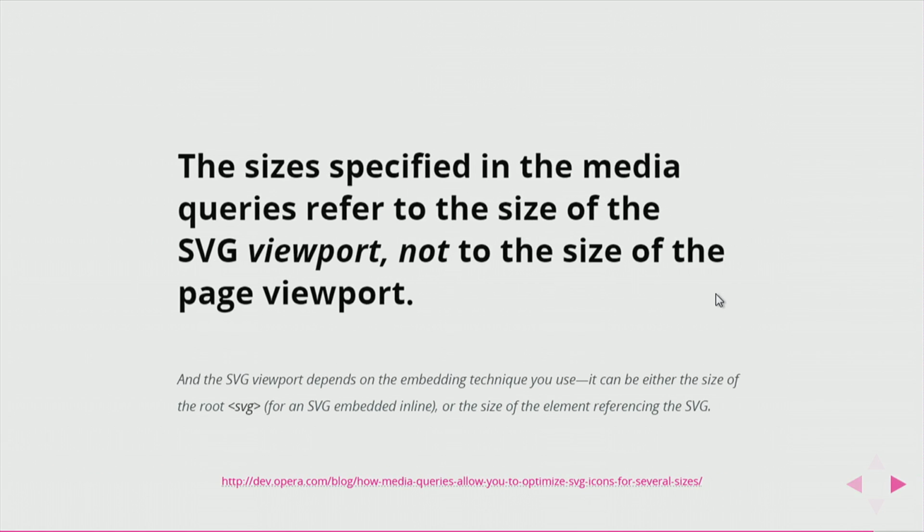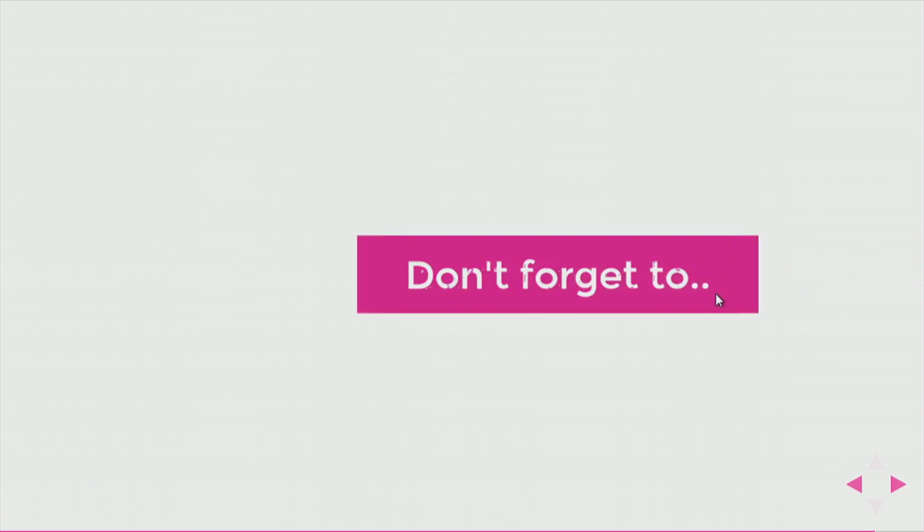And the viewport of the SVG depends on the way you embed it. So if you've embedded the SVG using an image tag, the width and the height of the image tag are going to create the viewport inside which the SVG is going to be drawn. And if you've embedded it inline, for example, then the width and the height of the SVG are going to be the viewport in which the SVG is going to be drawn.